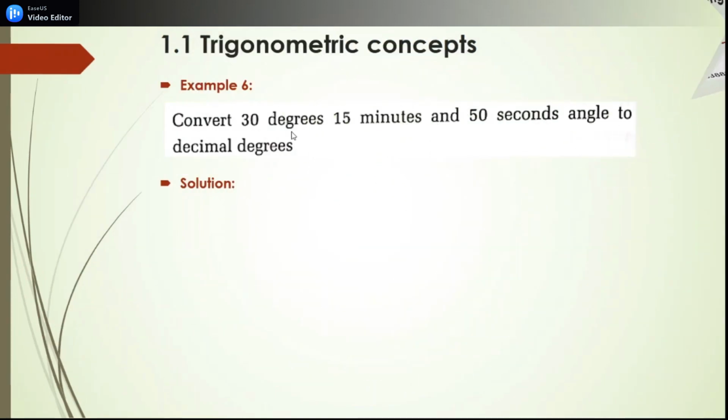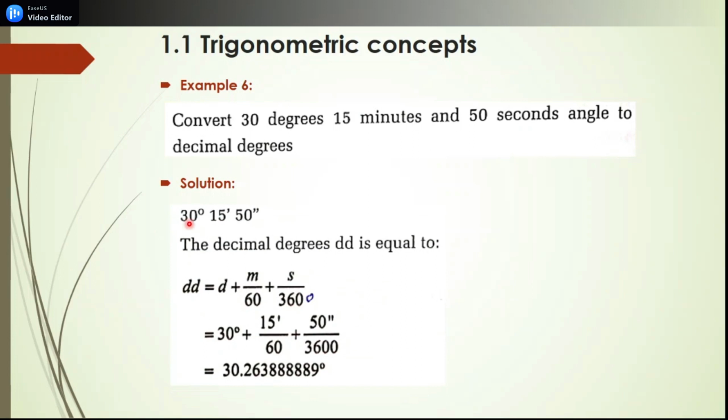We have example number 6. We can convert this example, 30 degrees, 15 minutes and 50 seconds angle, to decimal degree. We can use the following formula. This one and this can be replaced in the decimal formula. We'll use this decimal degree formula.